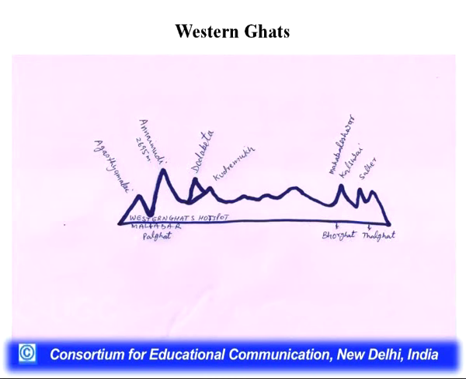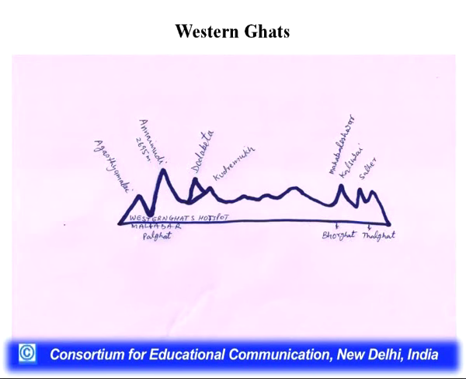Now, some details I would like to discuss with you. These peaks and the mountain knots are very, very important from the tourism point of view, from the biodiversity point of view, from the cultural point of view, environmental point of view, and most important, apart from the forest product, these mountain knots and the forest are the ultimate source of the carbon sink.